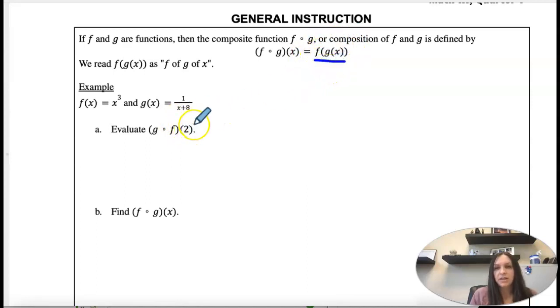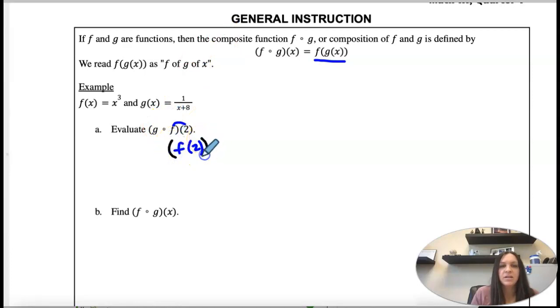So it's kind of like the distributive property backwards. We're going to take f of 2 and put that inside of g. So I have g of f of 2. And when we solve these or we evaluate these, we work from the inside out. So I'm going to do this part first. I'm going to find f of 2.